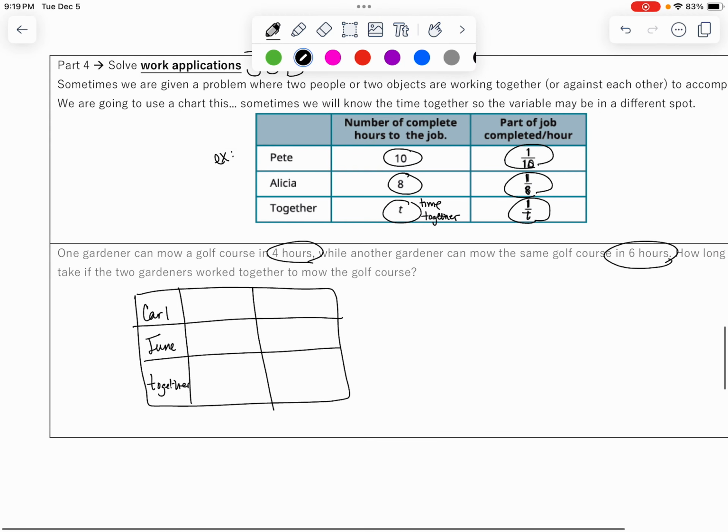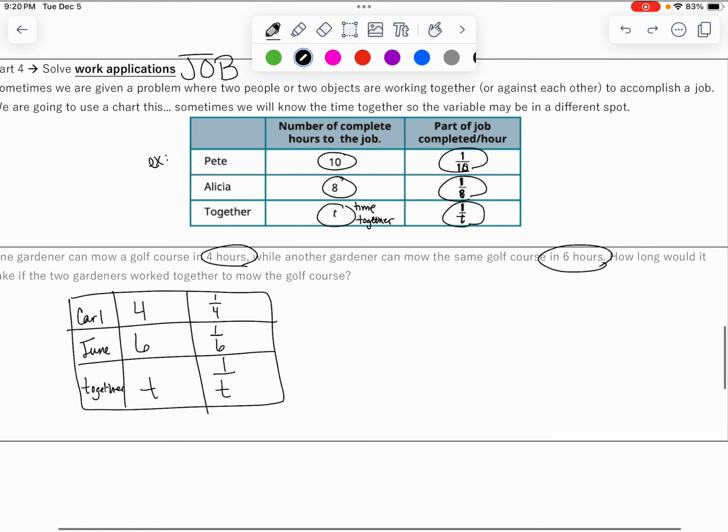How long does it take Carl? Takes him 4 hours, so he's going to do one job in 4 hours. What about June? 6 hours. So what's the fraction? 1/6. Does it tell us the time together? No, so that's T and 1 over T. Just so you know, sometimes they don't tell us an individual, but they do tell us the time together, like the total. Yeah, I see what you're saying.